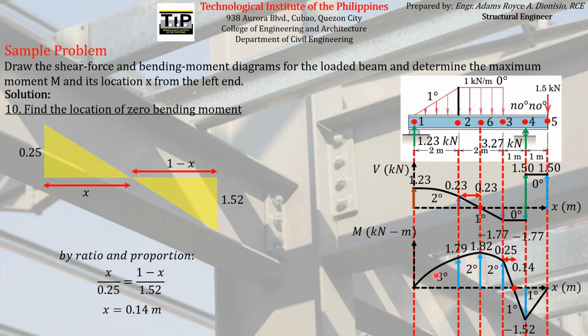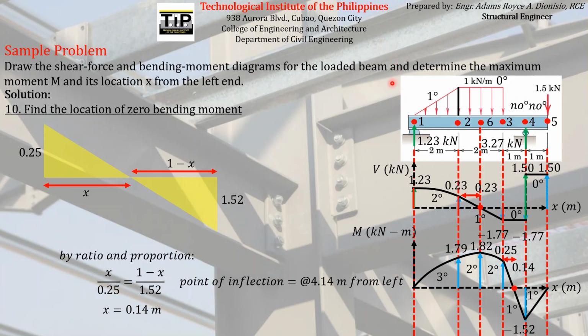So there you go. This is the complete bending moment diagram. That point of zero bending moment is what we call the point of inflection. And like what I said before, with respect to the left end, it is located 4.14 meters from the left end.